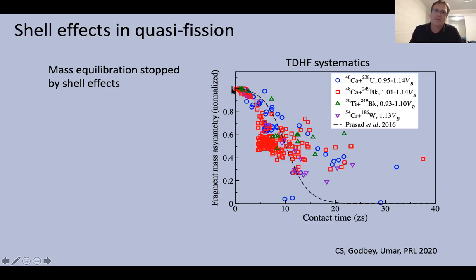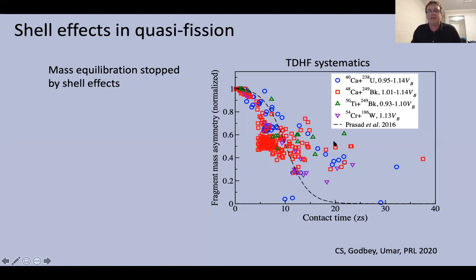What it means is that in the entrance channel you have an asymmetry which is 1. And if in the exit channel you have two symmetric fragments, you will end up with an asymmetry which is 0. What is shown on the x-axis is the contact time, so how long the systems are in contact before they reseparate. And you see that most of the reseparation occurs in the 10-20 zeptoseconds characteristic of quasifission. You also see that very few of these quasifission reactions lead to actual full symmetry.